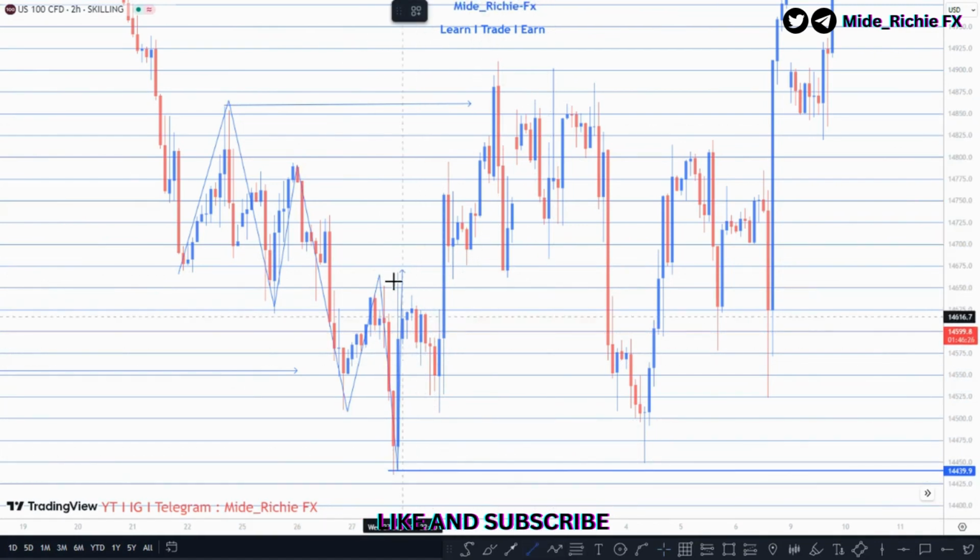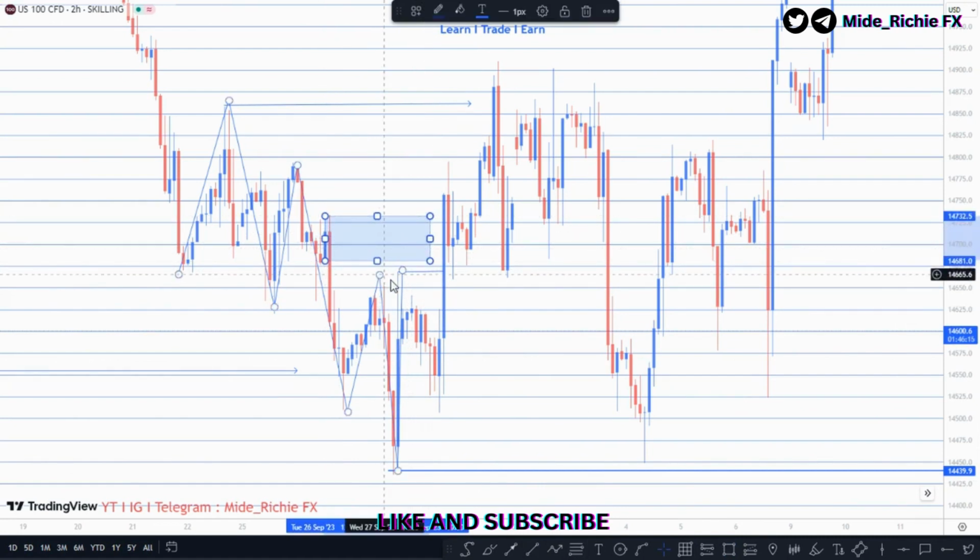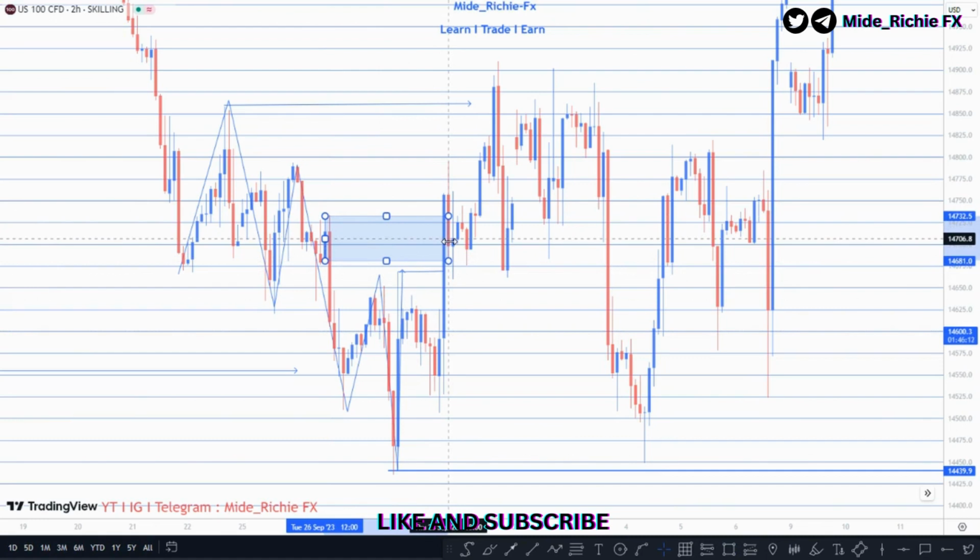Because this high right here might still serve as an inducement for the supply zone, the supply zone right here. The market will take out this inducement, then mitigate the supply zone and fill, then continue selling actually. But the market never did that.